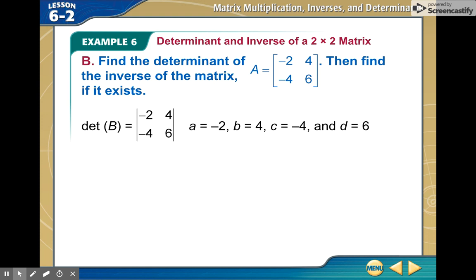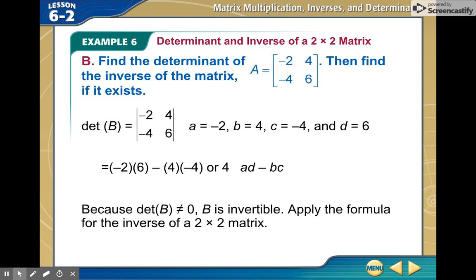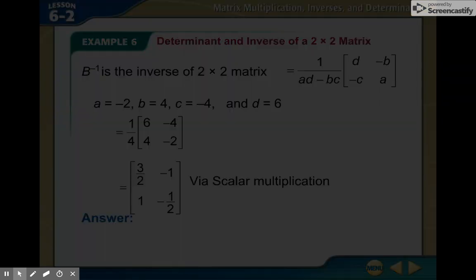If we look at another example, again I have a 2 by 2 matrix, and I'm going to find the determinant. I'm going to take -2 times 6 and then 4 times -4 and see what we get. Once we do that, I find that I get a 4. Since that's not 0, my inverse is going to exist, and I do 1 over the determinant times the 2 by 2 matrix to find our inverse. So it's going to be invertible.